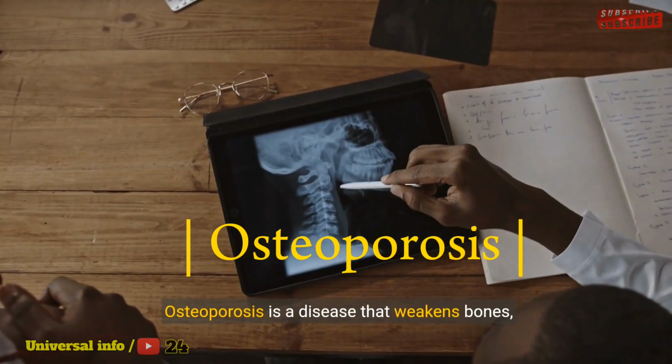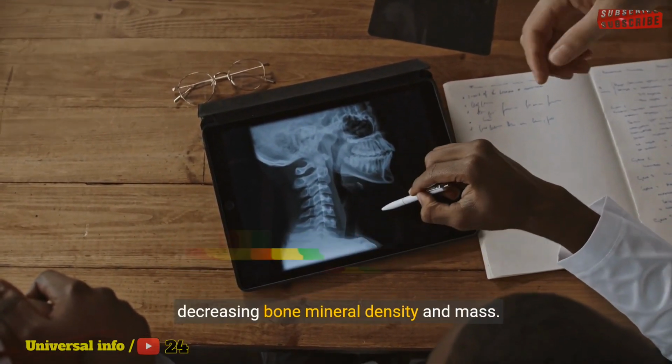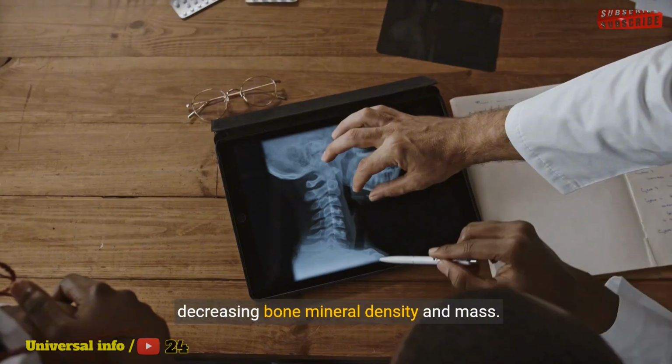Number 10. Osteoporosis. Osteoporosis is a disease that weakens your bone. It develops when bone mineral density and bone mass decrease, or when the quality or structure of bone changes.